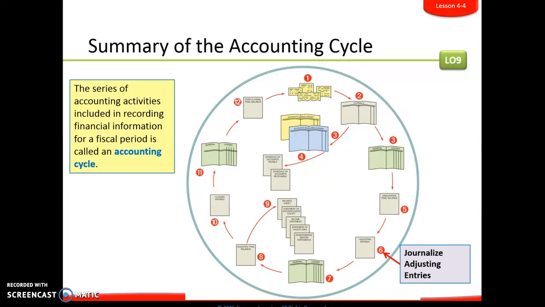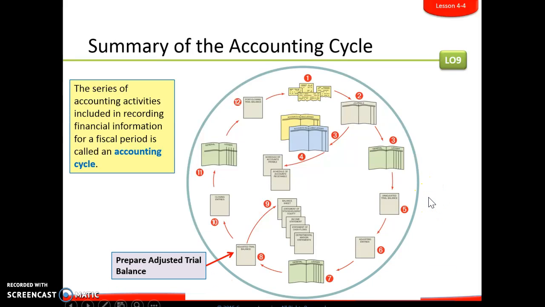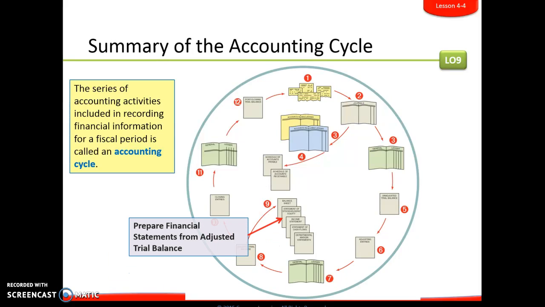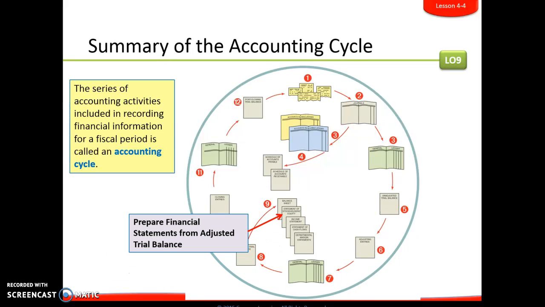Step number 6, we journalize those adjusting entries. Step number 7, we're going to post the adjusting entries. Step number 8, we prepare an adjusted trial balance. Step number 9, we're going to prepare our financial statements. So notice this is kind of small, but the financial statements: balance sheet, statement of stockholders' equity, income statement, statement of cash flows, and a departmental margin statement.